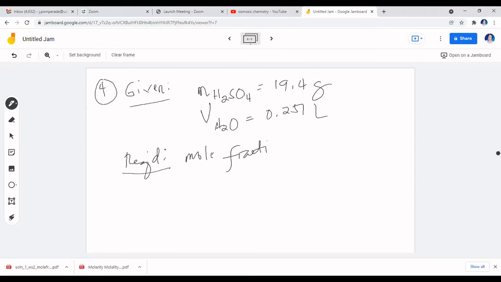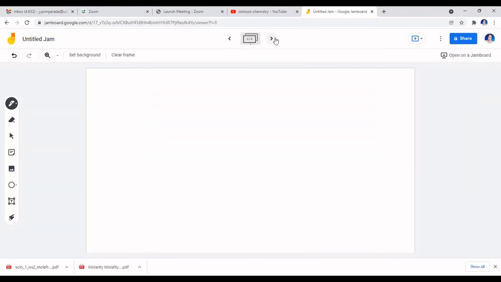mole fraction of each component in the solution. Okay, so your solution has two components, sulfuric acid and water. So this is an aqueous solution. Next, we go to the solution.